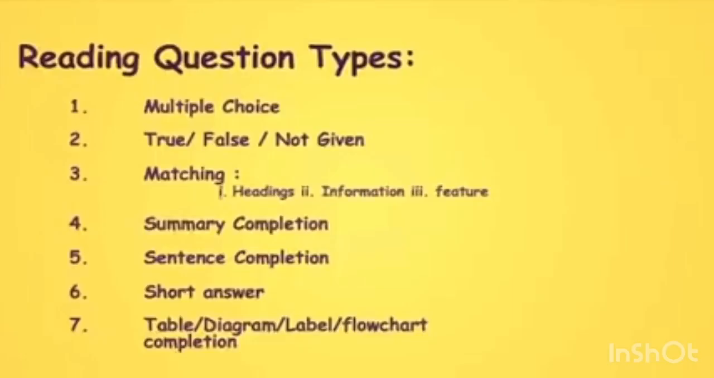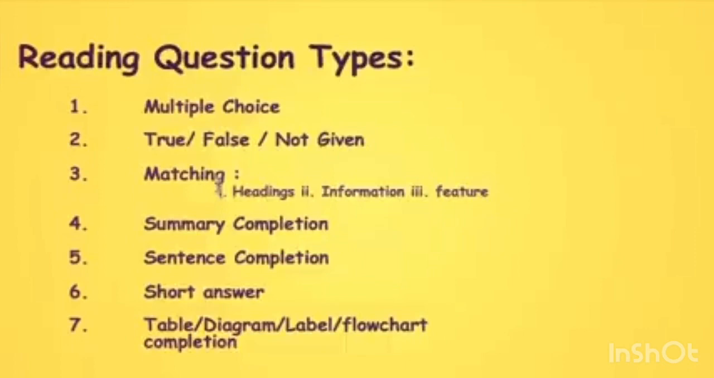So to begin with, there are 7 types of reading questions. Multiple choice question, which is when you read a passage and you would be asked a question and there would be 3 or 4 multiple choice to choose from. Then the next one is a true-false not given question. For the true-false not given question, you would be given some sentences and you would have to state if they're true, if they're false, or the information is not given in the passage.